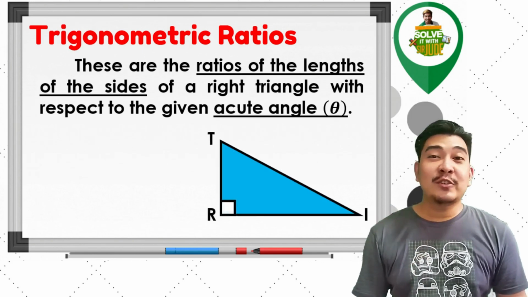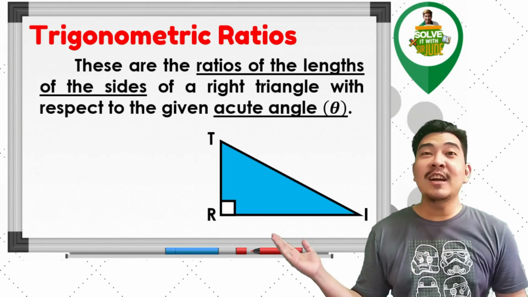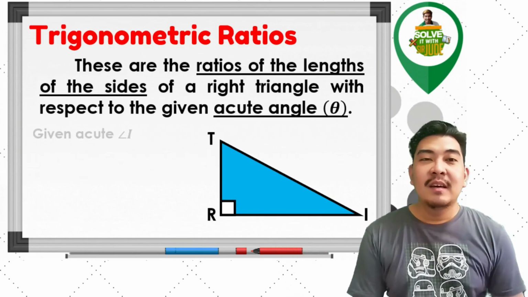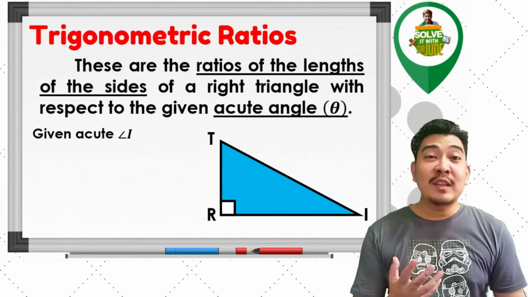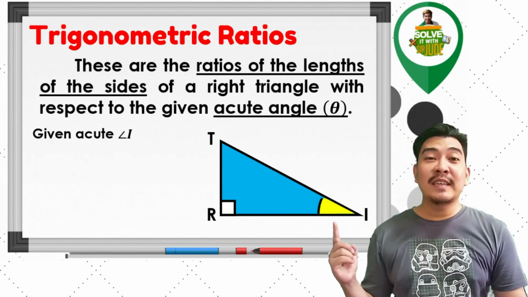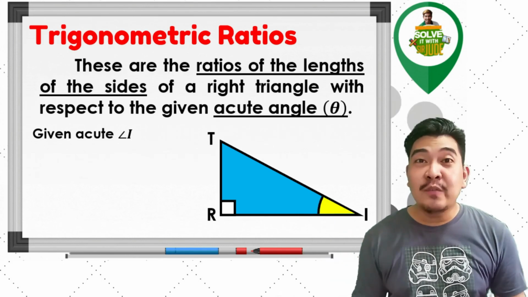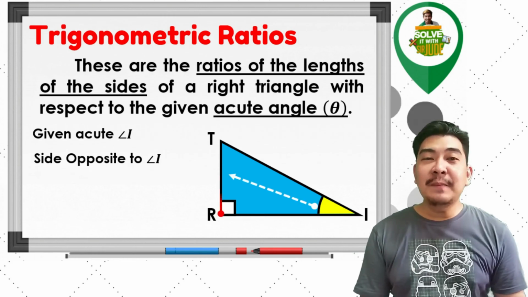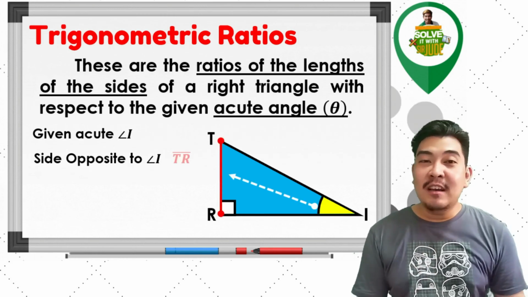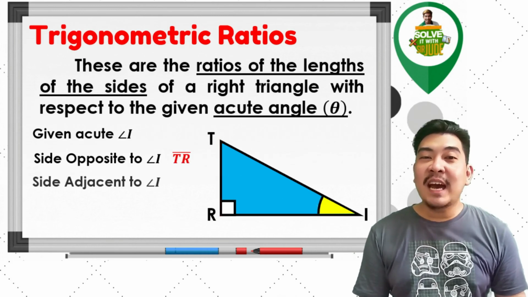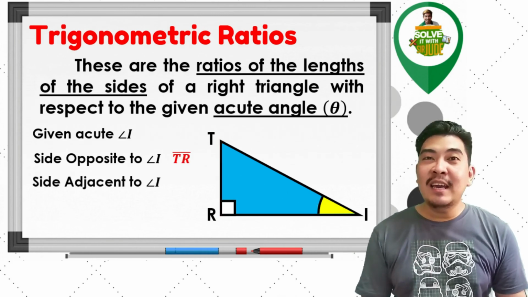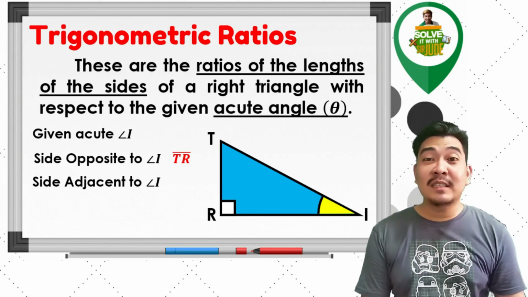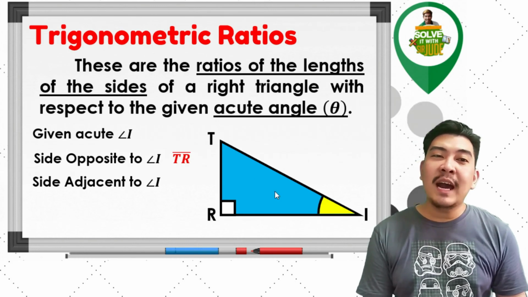So let us have a right triangle. This is our right triangle, TRI. Triangle TRI is right at angle R. When we are given acute angle I, the first thing we should consider is angle I, so we can identify the parts of the right triangle. The side opposite angle I will be side TR or segment TR. Then we have the side adjacent to angle I, meaning katabi, which has a common vertex, but take note we have 2 adjacent sides of angle I, RI and TI.